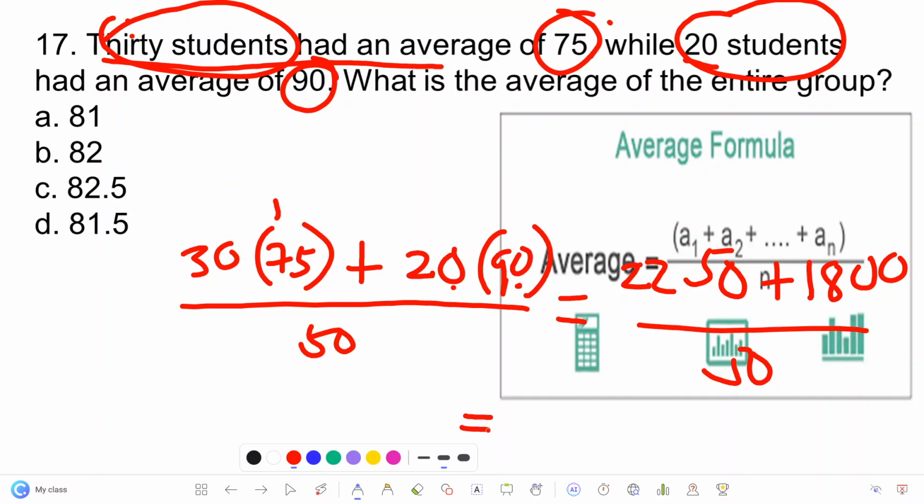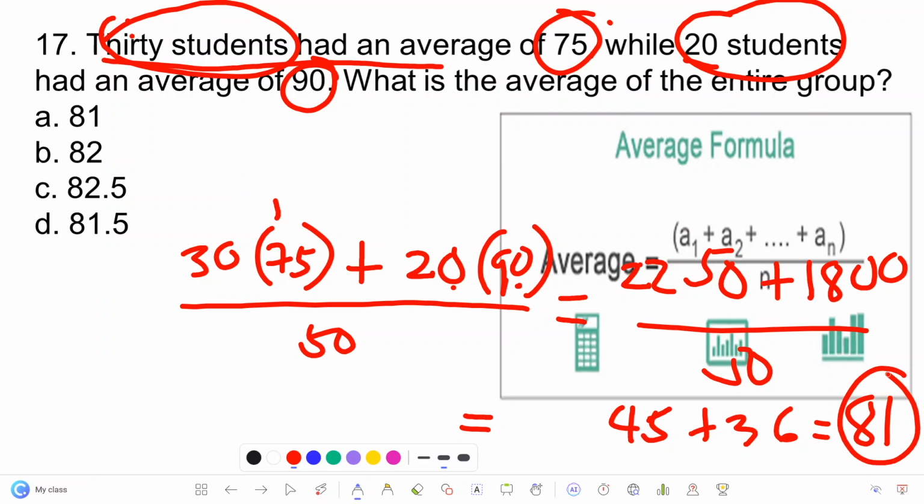So, dito, this will be equal to 2250 divided by 50. This will be equal to 45. 45 plus ang 1,800 divided by 50, this will be equal to 36. Para hindi ka na mag-add muna, so divide mo na lang para matanggal din sa baba. So 45 plus 36 is equal to 81. At 81 ang ating tamang sagot. So that's letter A.